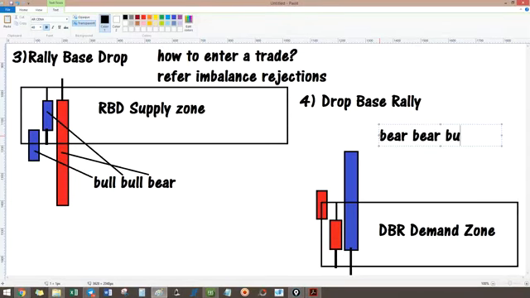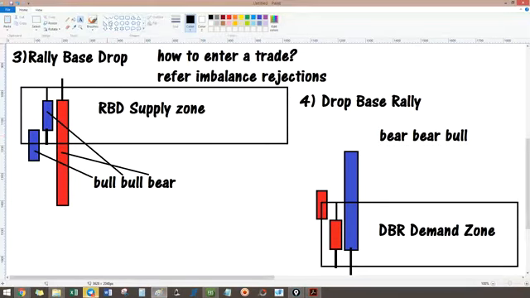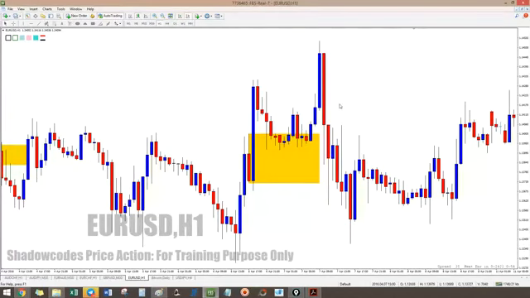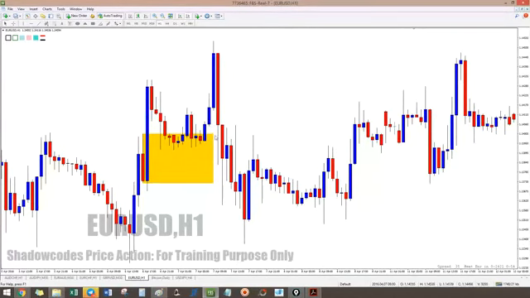Bear, bull. Okay. Bear, and bull. Okay. So let's find it in the chart. Okay, look. This is bear, bull. Okay. Let me use this tool. Okay. Delete everything. Okay, you got a bear.